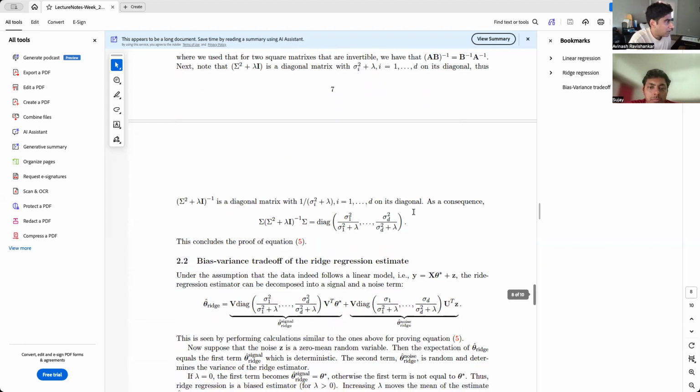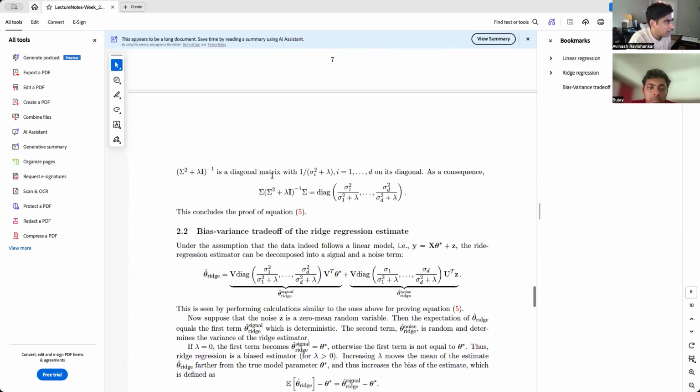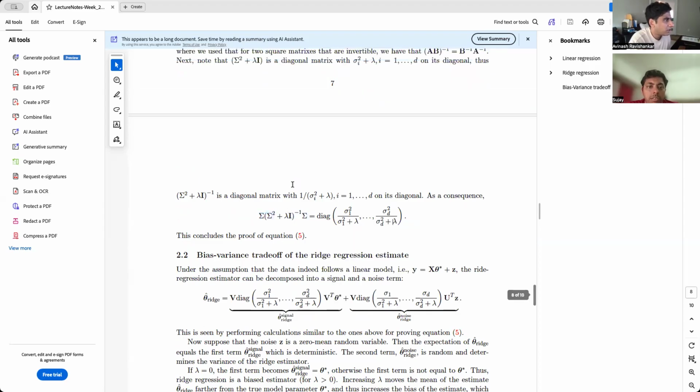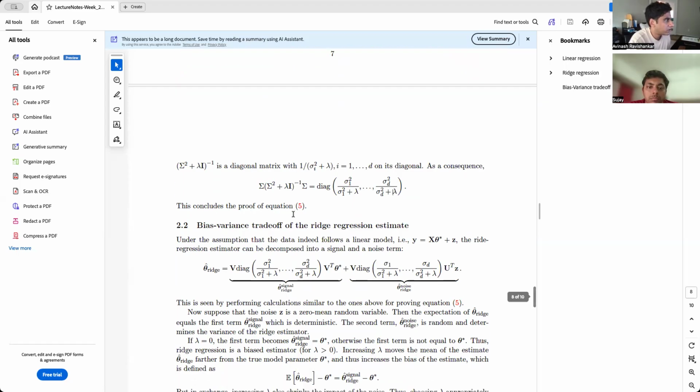Linear algebra: sigma is a diagonal matrix, with this as a consequence. Oh, I think this is from SVD. Yes, it's just a breakdown. For a diagonal matrix, you multiply term by term. This concludes the proof of equation 5.